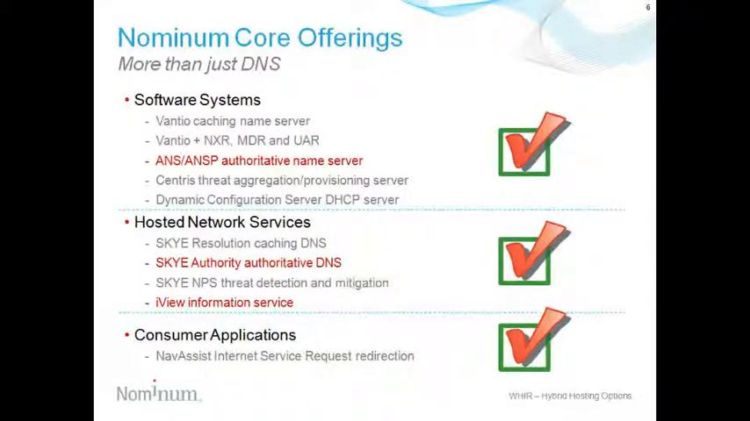Nominum has a few core offerings, which we'll talk about a few today. We have in-network software systems, which is primarily anchored by our Vantio caching name server and our ANS and ANSP authoritative name servers. We'll talk primarily around the authoritative name servers for this call today. We have hosted network services that consist of a variety of Sky-branded services, as well as our iView information service. For the purposes of the call today, we're going to be focused on the authoritative side as well as the iView side. And just to round out the product offerings, we have a consumer application that is used for redirecting internet service requests that would normally result in errors.